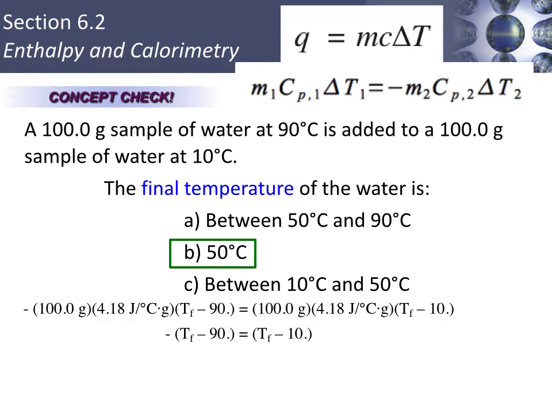We can then simplify the problem because we can get rid of 100 grams on either side and the specific heat on either side, and now we have two equations which essentially deal with the change in temperature. So the change in temperature of one solution has to equal the change in temperature of the other solution. So we can do some simple algebra and eventually get to the fact that the final temperature would be 50.